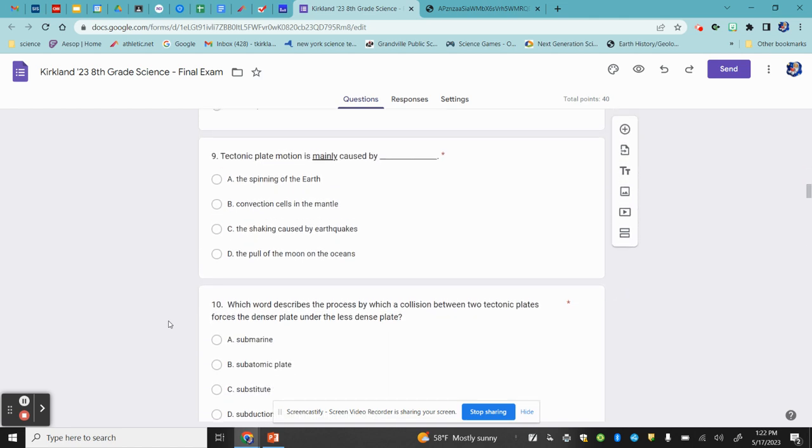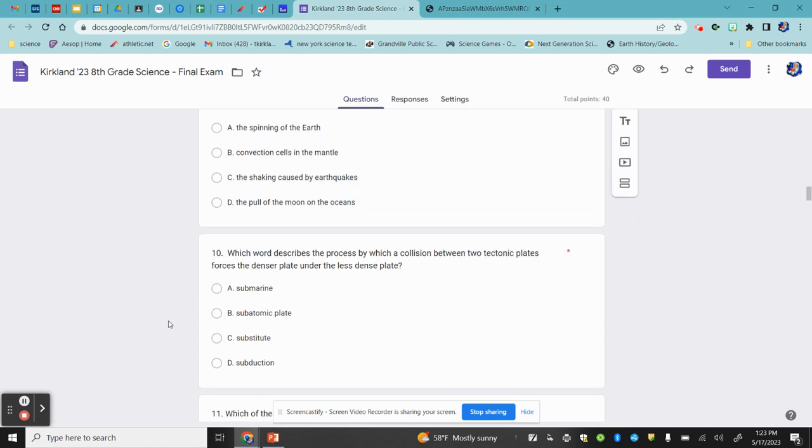Number 9, tectonic plate motion is mainly caused by A, the spinning of the earth. B, convection cells in the mantle. C, the shaking caused by earthquakes. D, the pull of the moon on the oceans.